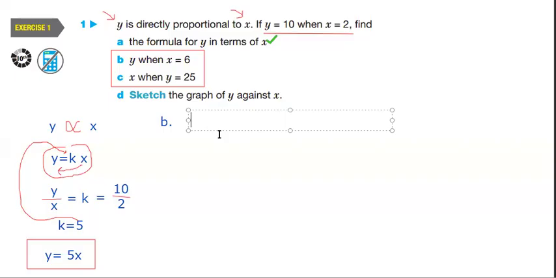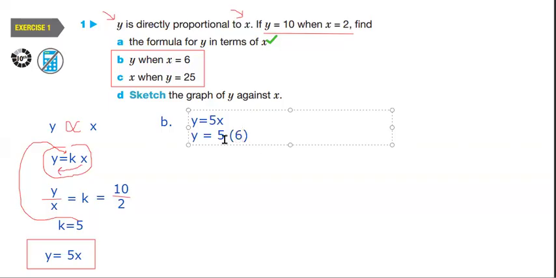So y equals 5x. Let's write it here. Y equals 5x. As we know, x equals 6. This means instead of this x, I'm going to put 6. This means that y will equal 5, and instead of the x, I'll put brackets. Inside the brackets, I'll put 6, like this.